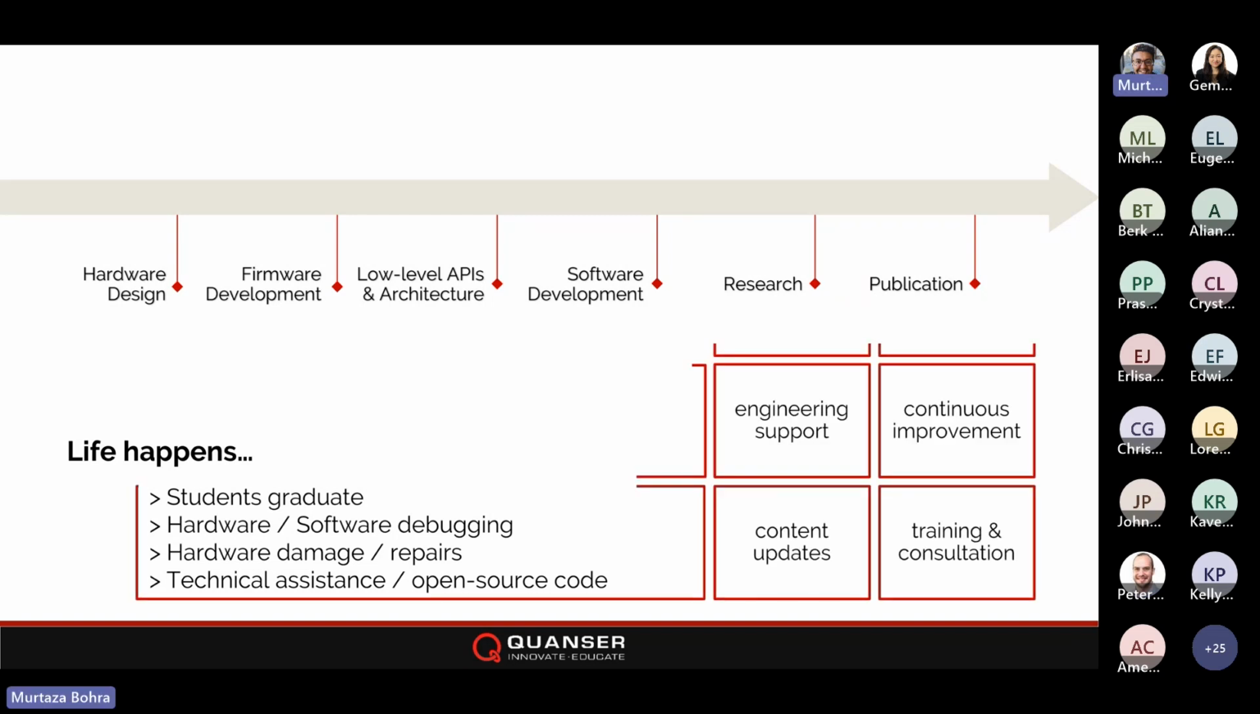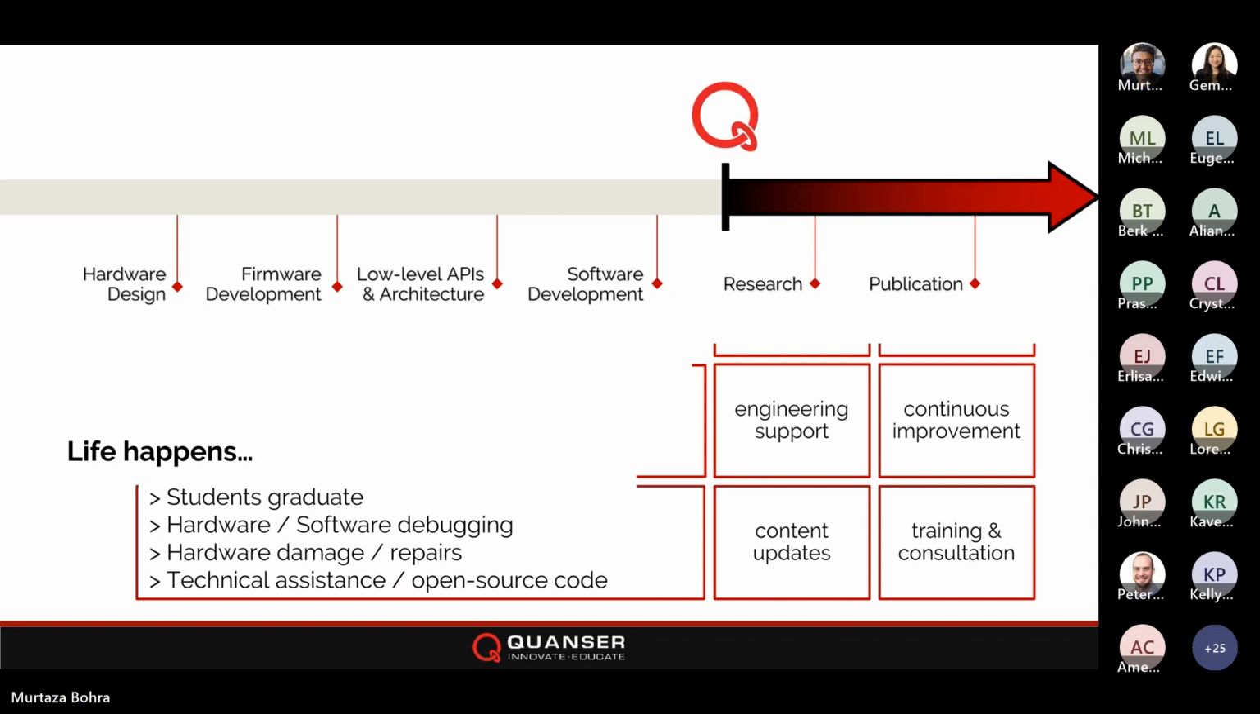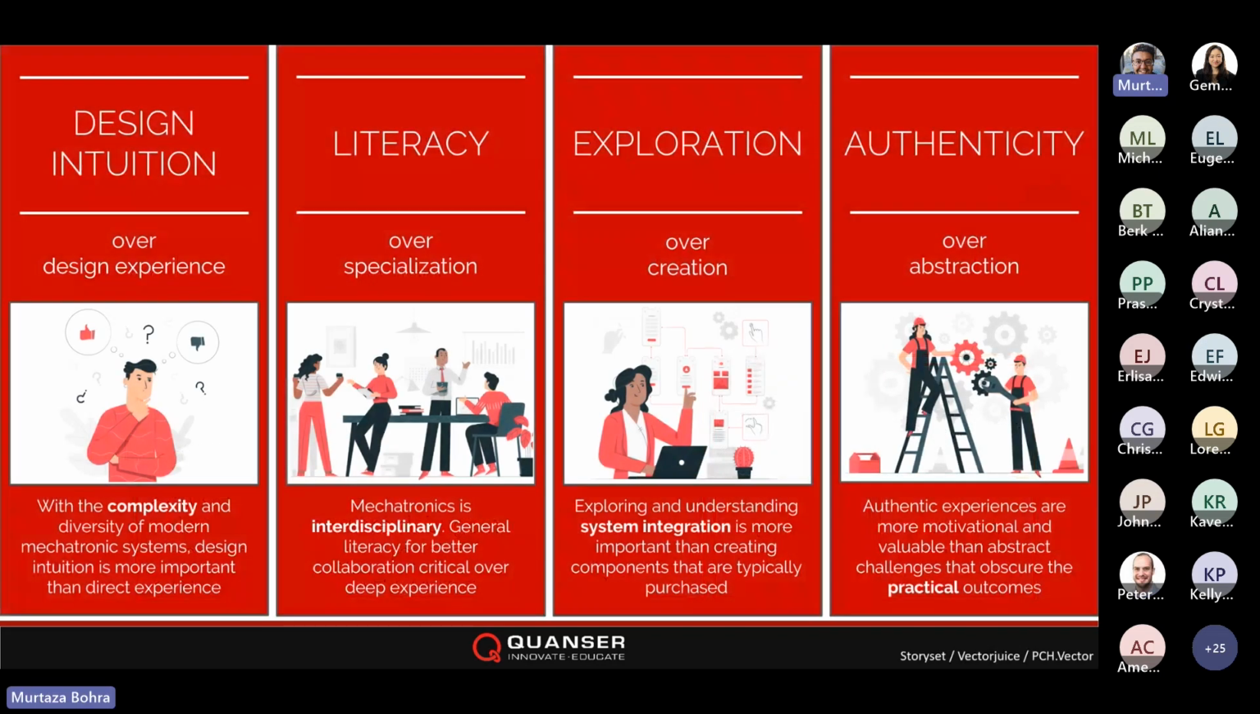There is an established need for collaboration between engineering companies and academic institutions that can provide engineering support, avenues for continuous improvement, training and consultation, which can ultimately help accelerate the pathway straight to research and publication. To summarize, today we have established the need for prioritizing design intuition over design experience, literacy over specialization, exploration over creation, and experiences.